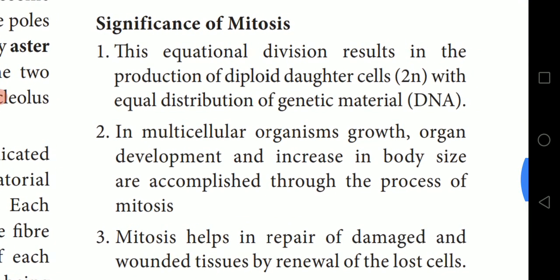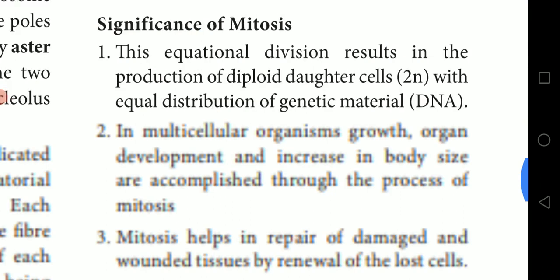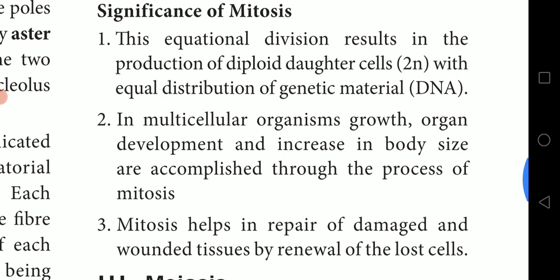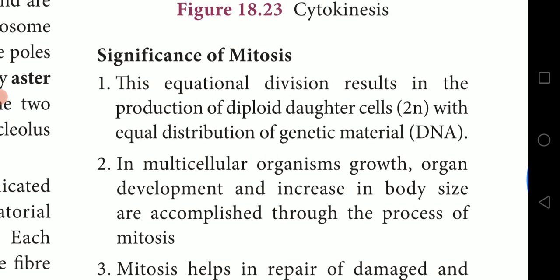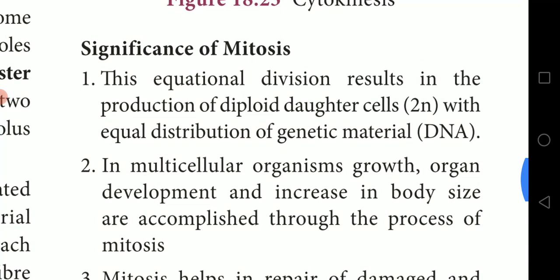The equational divisions result in the production of diploid daughter cells, that is 2n. Diploid means two; 2n means two sets of chromosomes here. With equal distribution of genetic material. While they divide into two, there is equal distribution of genetic material, DNA.